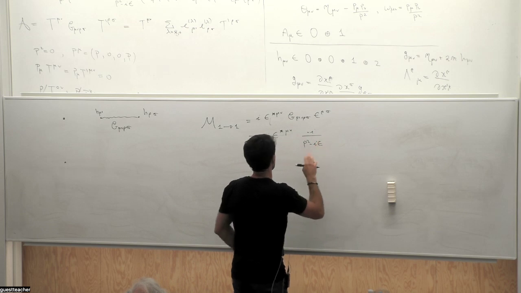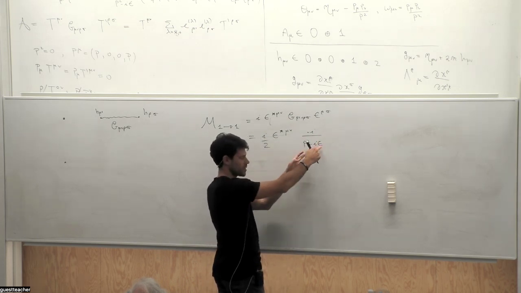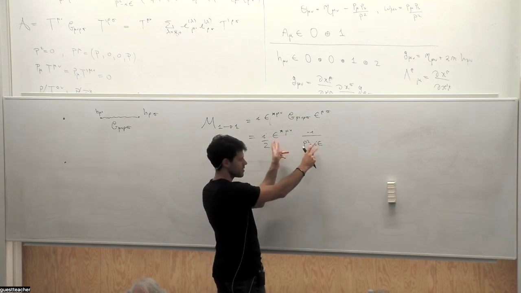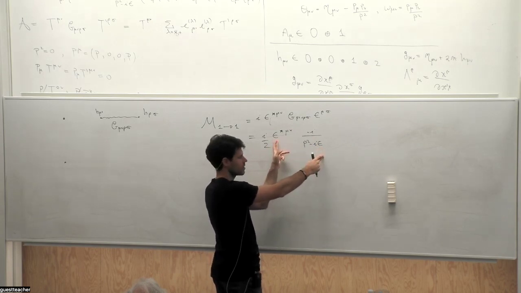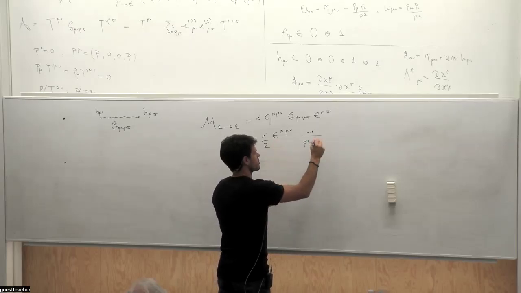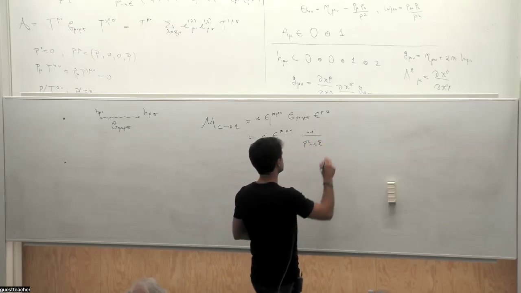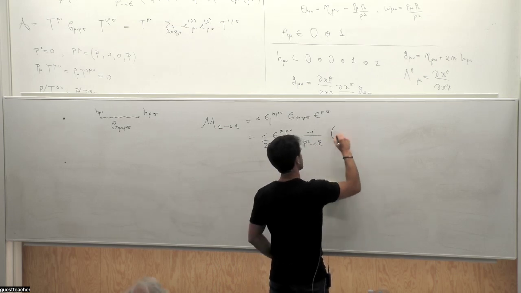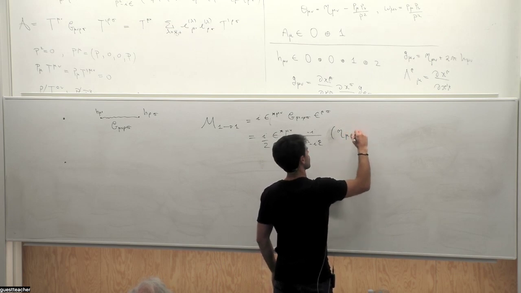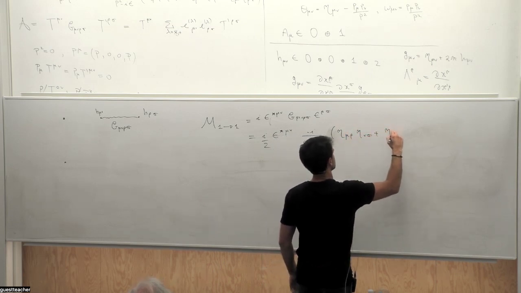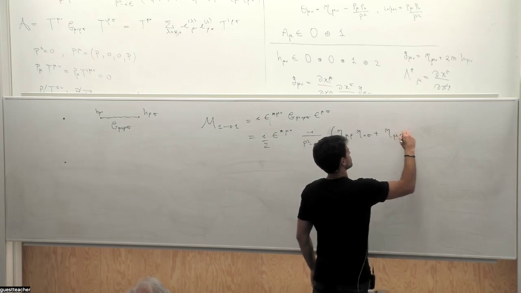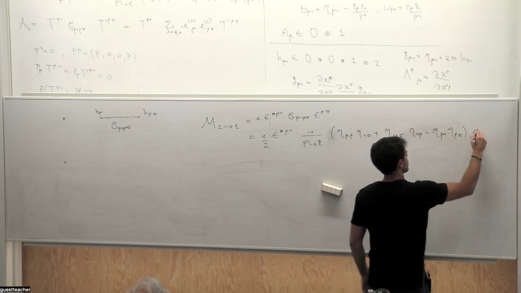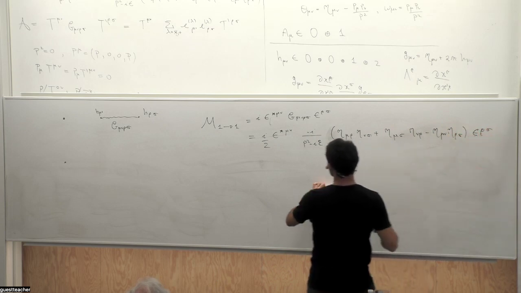Okay, now there's a problem with the epsilons here. I'm using the epsilon for the prescription and also the epsilon for the polarization. I should maybe change this in the notes, but keep in mind these are different things. Let's call this one curly epsilon. This is the epsilon for the shift, and this is the epsilon for the polarization. And here you will have eta mu rho eta nu sigma plus eta mu sigma eta nu rho minus eta mu nu eta rho sigma.